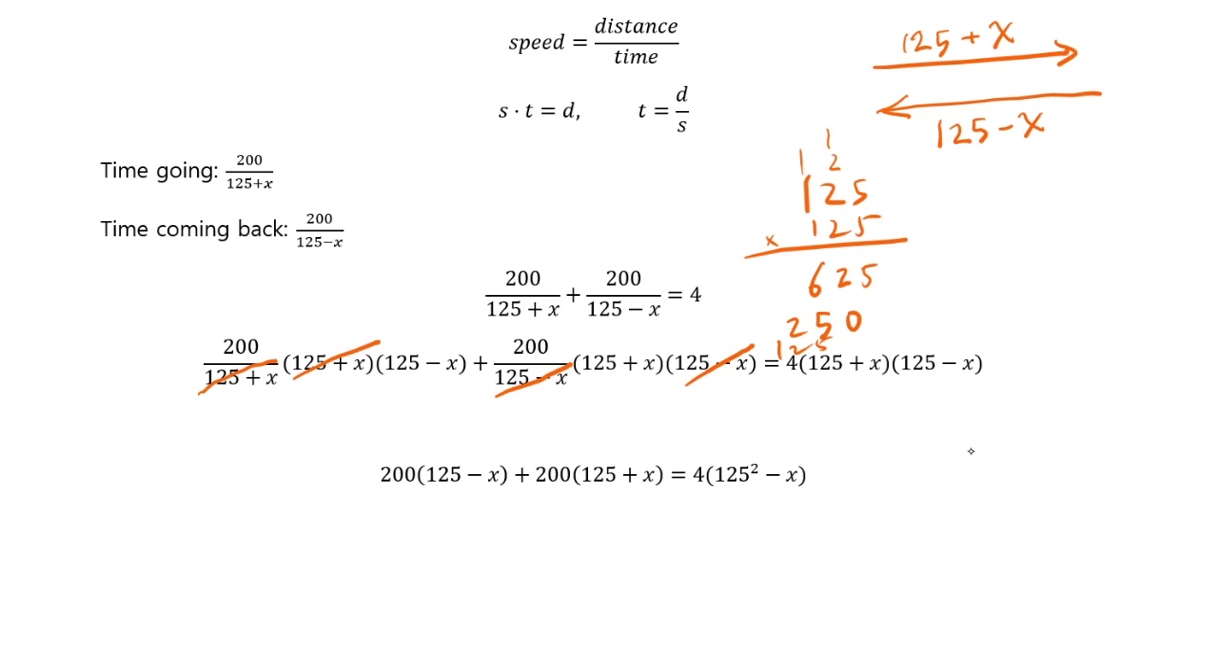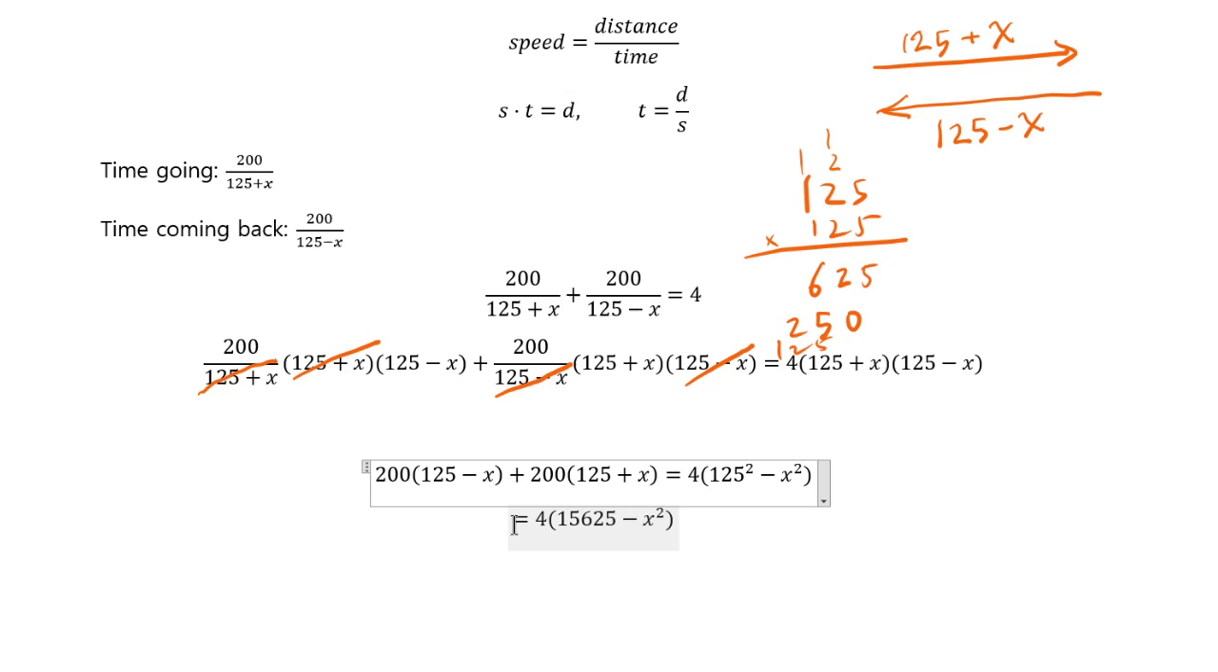So if I add them up, I get on the right side 4 times 15,625 minus x squared. Sorry about that. Some of you may have been asking why there's no squared here. Okay, so that's what we have.